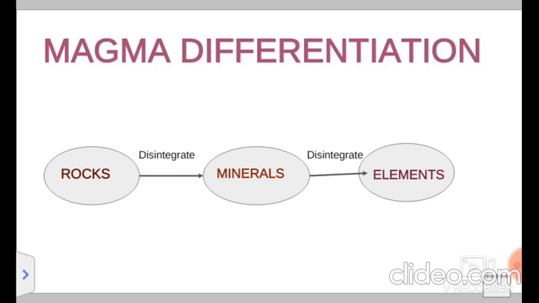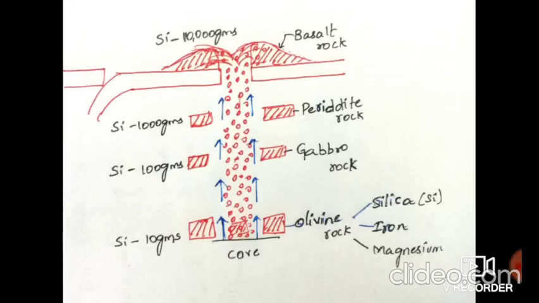In our previous video, we read about density differentiation. Let me know in the comments what density differentiation leads to. Now, let's get into Bowen's reaction series.